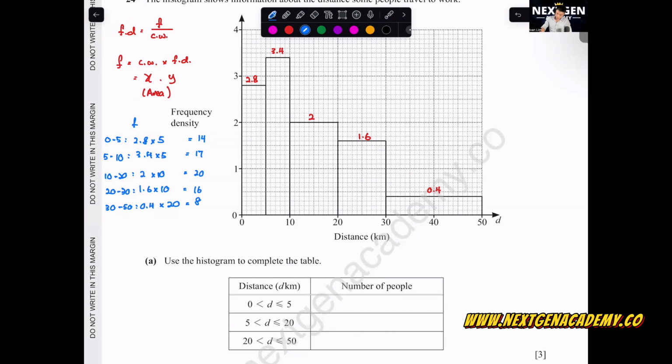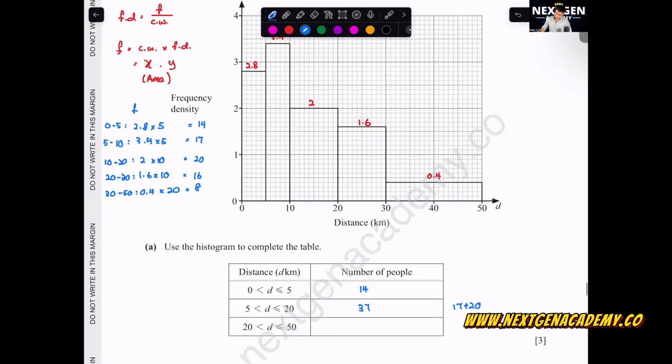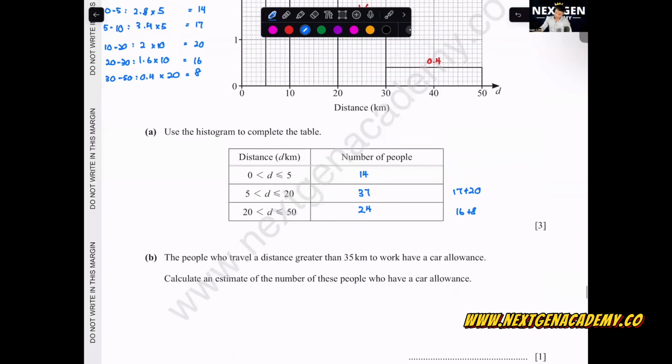Okay, from 0 to 5 equals to 14. From 5 to 20, we'll take 17 plus 20, which is 37. The last one, 16 plus 8, which is equals to 24. All good? Frequency density. Normally the question, they will ask you to find frequency density, right? This one is like the reverse of it, to find the frequency. They will either normally ask you to find frequency density or frequency. You need to remember two formulas.